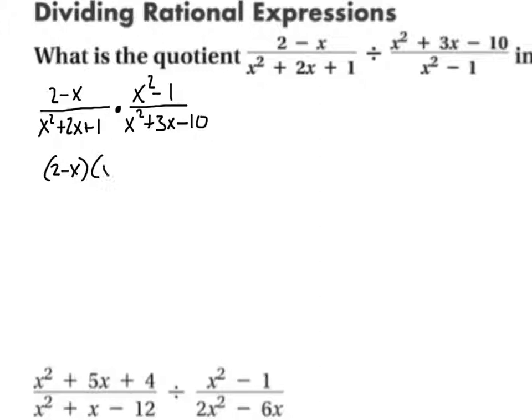Okay, so I'm going to rewrite it together. 2 minus x times x squared minus 1 over x squared plus 2x plus 1 times x squared plus 3x minus 10. And now I've got to reduce that fraction. So I've got to try to factor stuff. So looking at the first binomial here, can we do anything with 2 minus x?